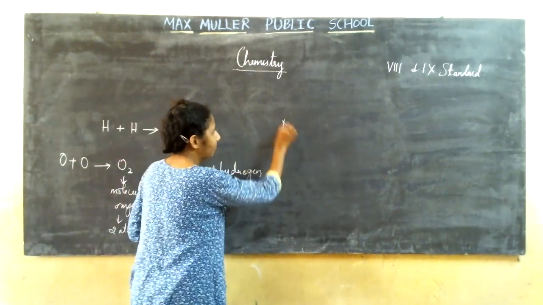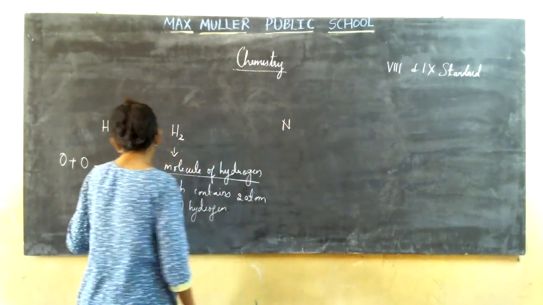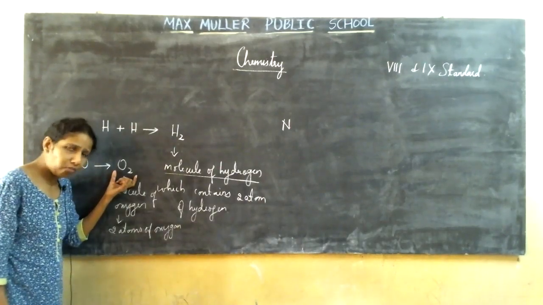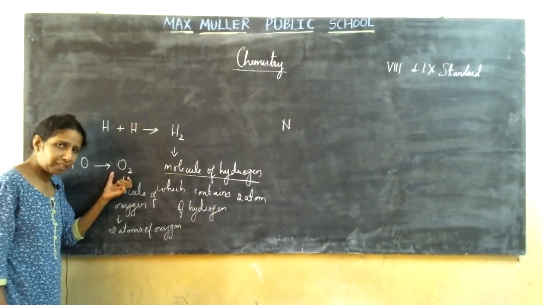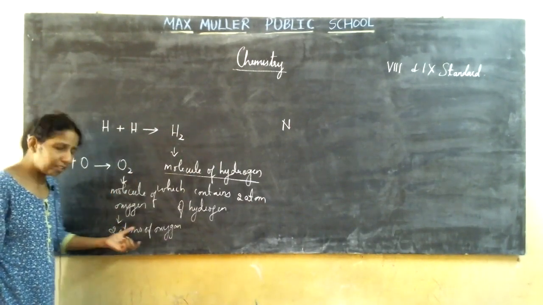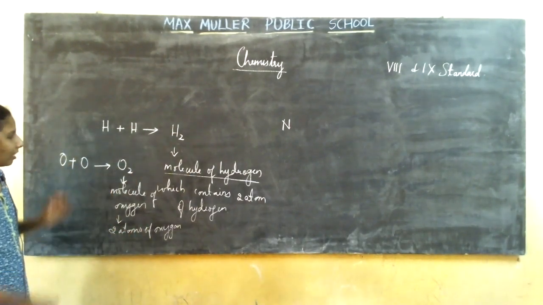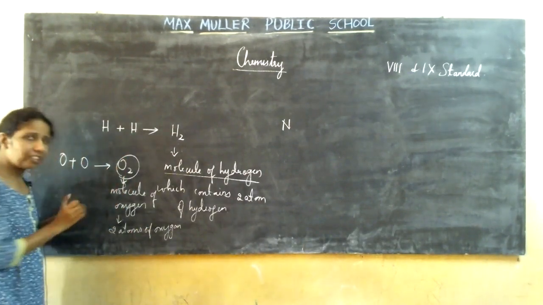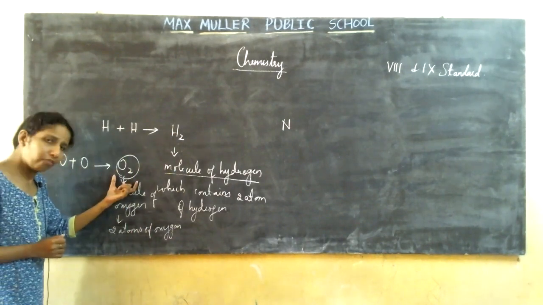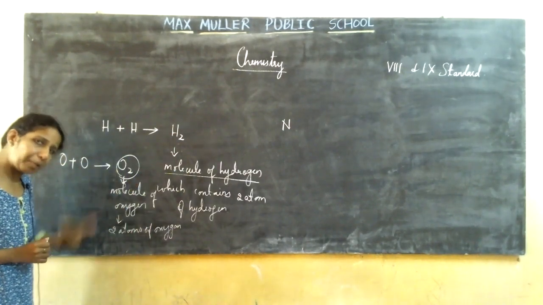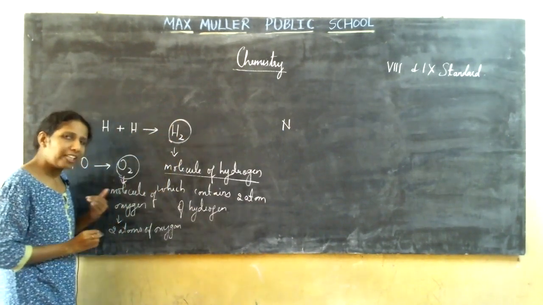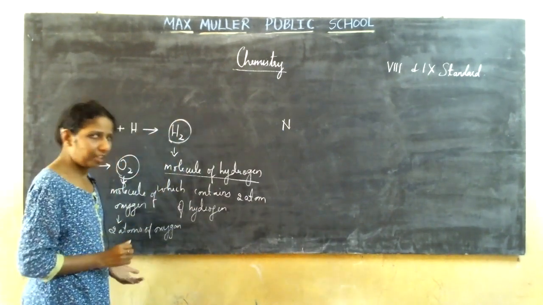Then nitrogen atom. Another thing I wanted to say, this represents a molecule of O2. When I write it, it represents a molecule of oxygen which contains 2 atoms of oxygen. This molecule of oxygen exists independently. Similarly, this molecule of hydrogen exists independently.